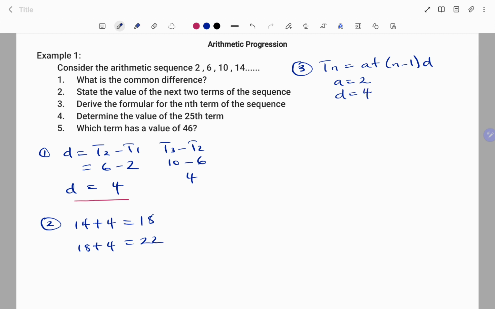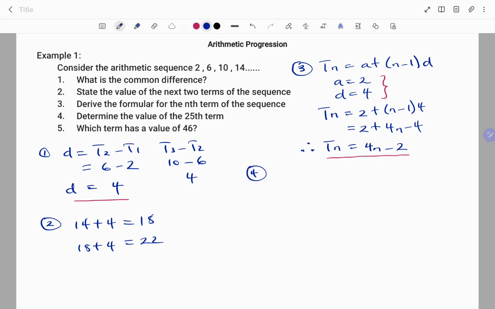Substituting this back into the equation, we have Tn equals 2 plus (n minus 1) 4. Expanding the equation, we have 2 plus the 4 outside is going to multiply all the terms in the bracket, minus 4. And collecting like terms, we're going to have Tn equals 4n minus 2.